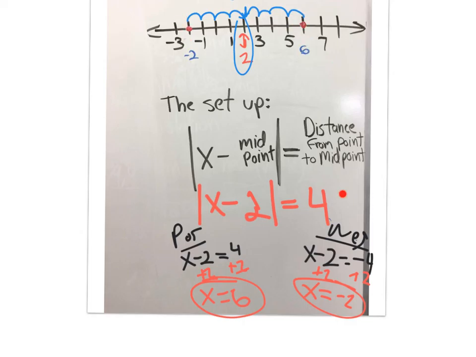So not only are we learning how to solve using positive and negative situations, we're also going to learn how to go backwards from the actual graph of the answers to the actual setup of the equation of the absolute value.